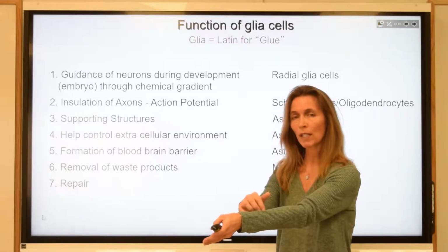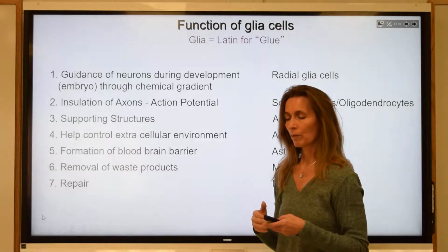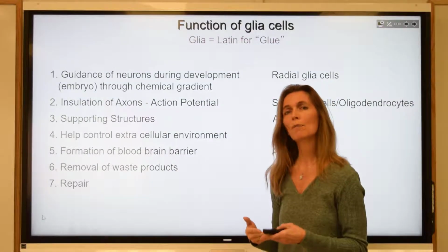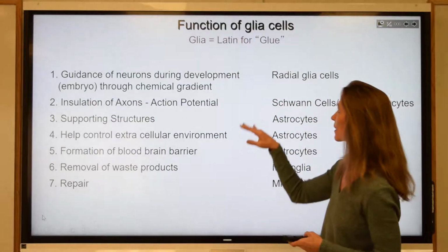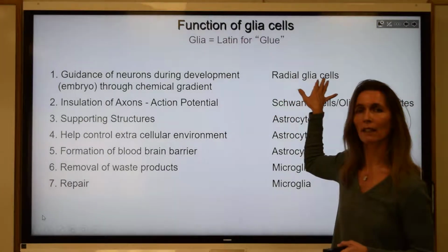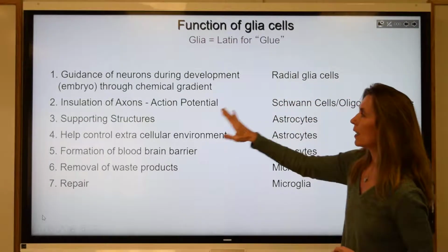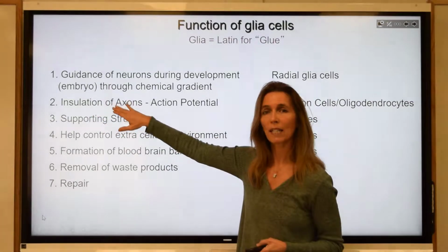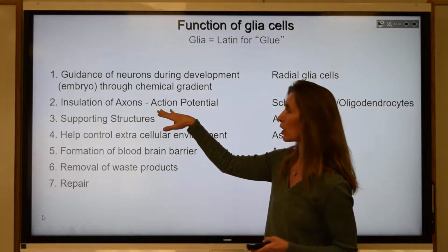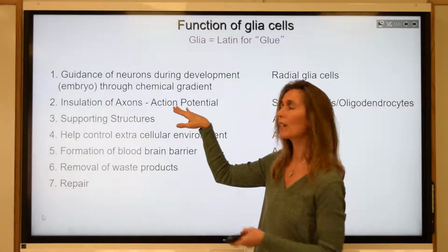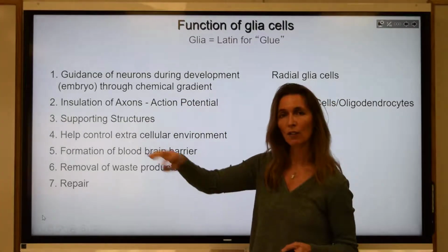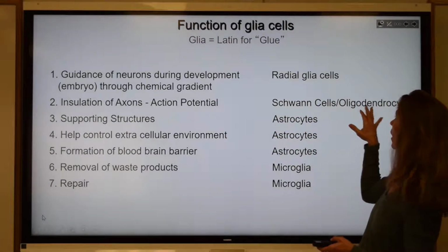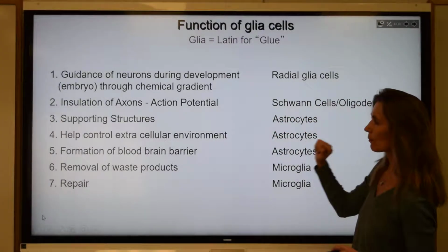and where they migrate. There are concentration gradients that play a role in this, but also glial cells, and these glial cells are the so-called radial glial cells. Then, as we just mentioned, they play an important role in the insulation of axons and in the velocity of the transduction of the action potential along the axon of the neurons. And these are either the Schwann cells or the oligodendrocytes.